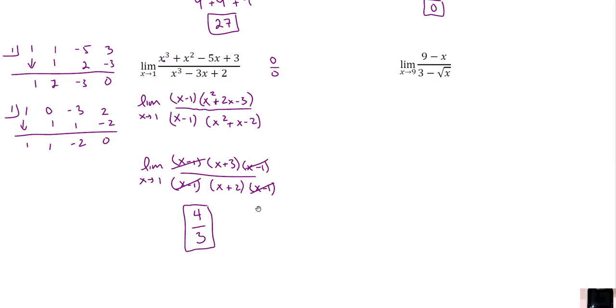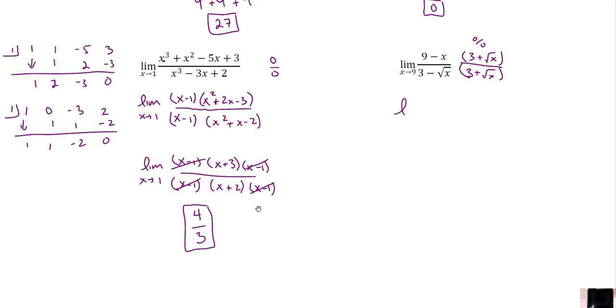Finally, let's take a limit as x approaches 9 on this problem. Stick a 9 on top, it would be 0. Stick a 9 on the bottom, 3 minus rad 9, 3 minus 3 is 0. It's indeterminate. So this time, let's try rationalizing the denominator. Multiply by 3 plus rad x on top and bottom.